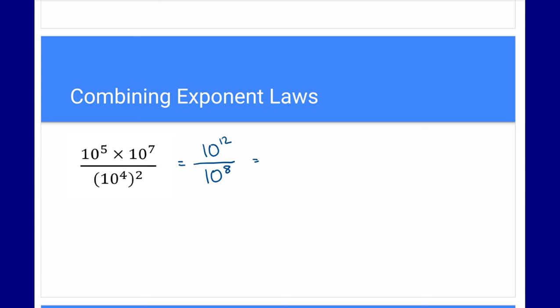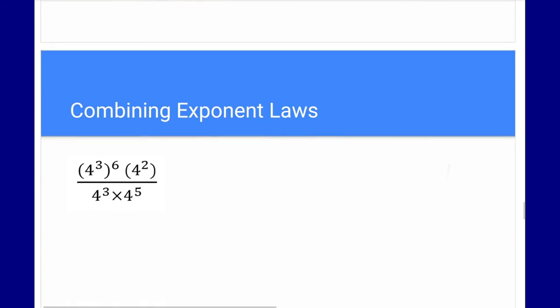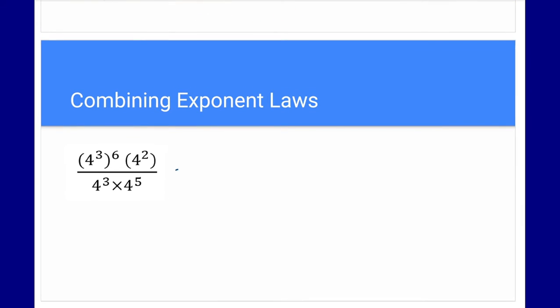Now I have a division. Division tells me I have to subtract, so I get 10 to the power of 4. 12 minus 8 is 4. And then if I wanted to, I could evaluate or get a final answer for that. Next one, same idea. Let's simplify the top first, and then the bottom. We do want to use BEDMAS and deal with the power of a power first.